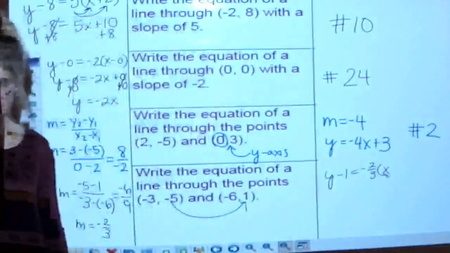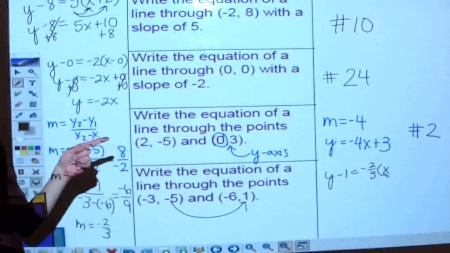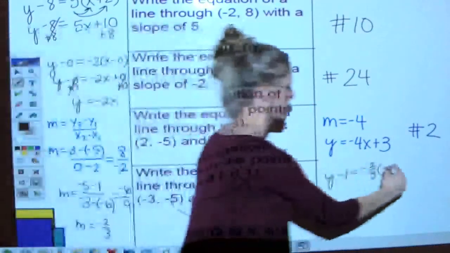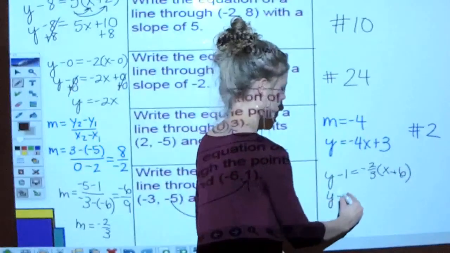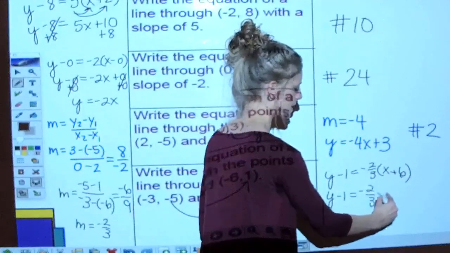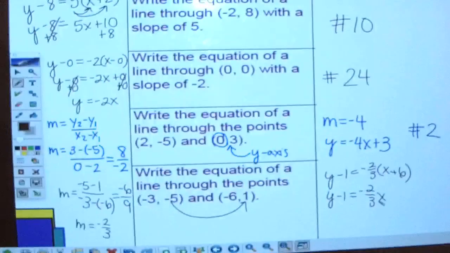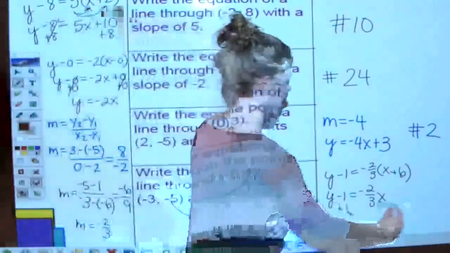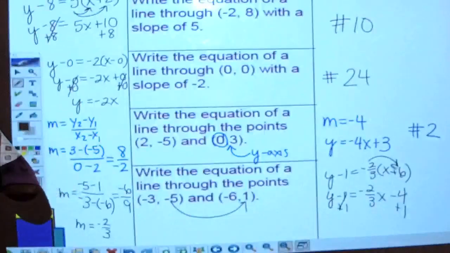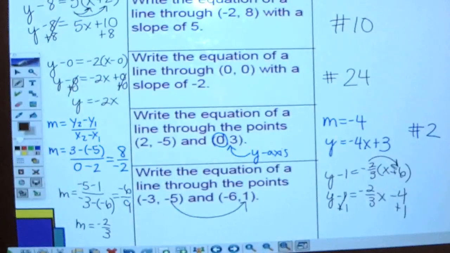Are you writing this down? -2/3, and then what's in the parentheses? X plus 6. We solve this out. -2/3 x is what we get when we distribute. -2/3 times 6 is -4. Okay, so what final answer, like which number? Number 7? Yeah.